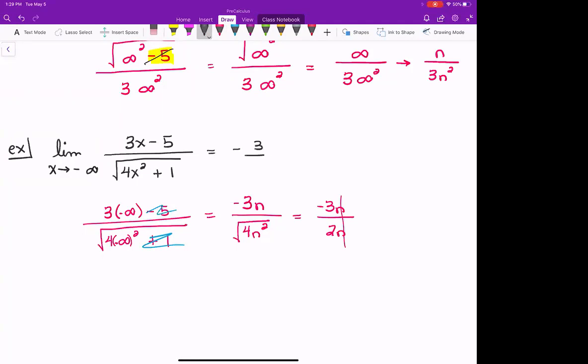And again, if you're at home and you've got your calculator, grab it and check it out and see if it matches up. But next year, if you're going into calculus, this would be something you'd have to evaluate without a calculator.